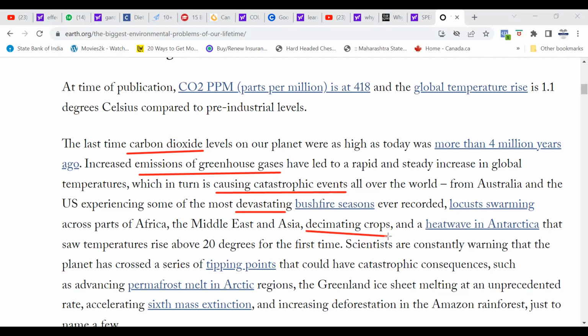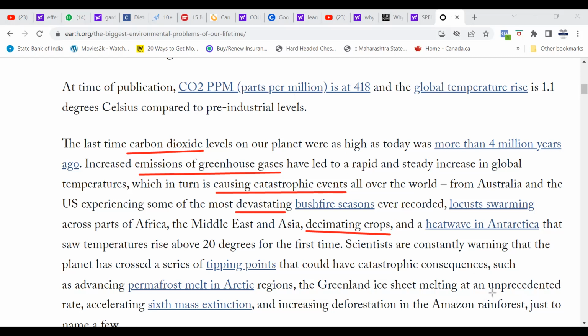Decimating crops. What is decimating? Declining. You know decimal? If I give you a cheque of 1 lakh rupees, but I put a decimal after 1, what will be the value? 1 rupee, right? So decimating means declining. Catastrophic, devastating, emission of carbon. So these are all common words.